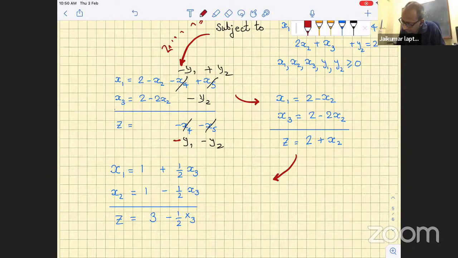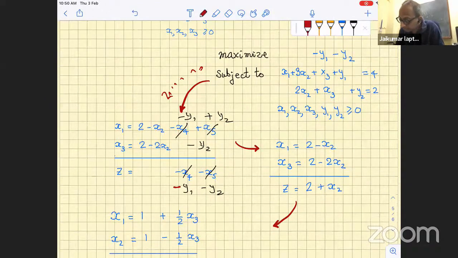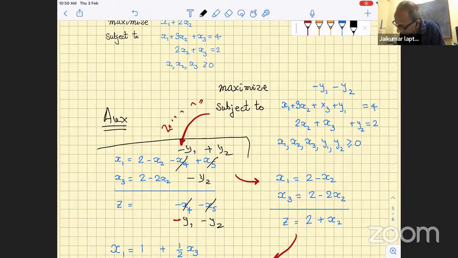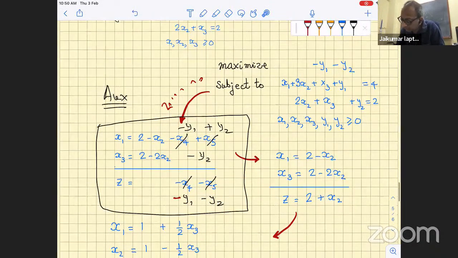Oh, sorry. Okay. So once you do the auxiliary linear program, you come to this situation. From this, you conclude that you have a basic feasible solution: x1 is 2, x3 is 2, and x2 has been set to 0. Okay, so now you forget the y's.